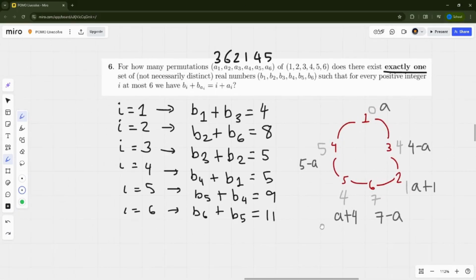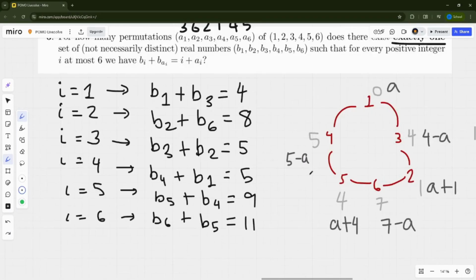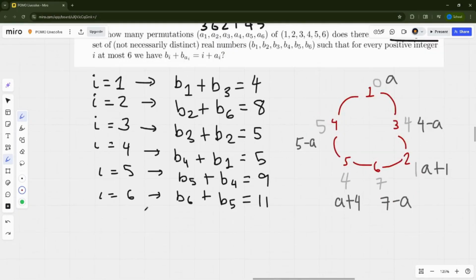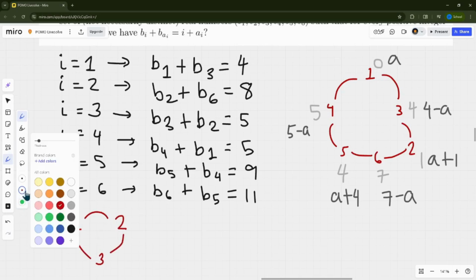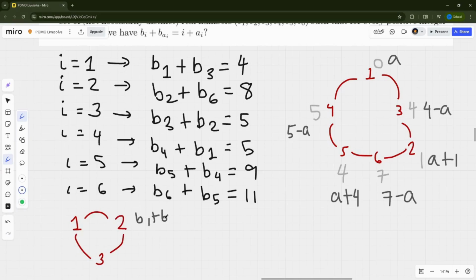If you notice this structure, you have a set of linear equations and they form this kind of cycle thing that makes it not work. So let's try a different set of connections. We can have 1 connected to 2 connected to 3, which generates b1 plus b2 is equal to 3, b2 plus b3 is equal to 5, and b3 plus b1 is equal to 4.